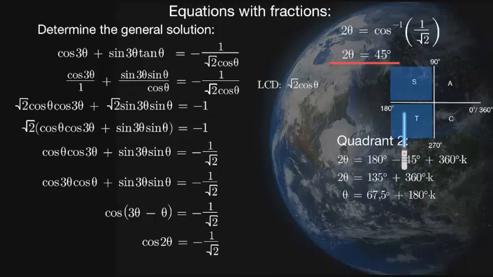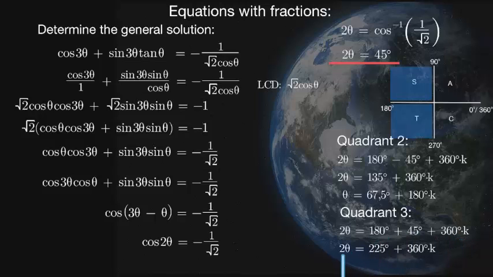Now we're working in quadrant 3. So we do the same. It's going to be 180 degrees plus the reference angle, and we have 2 theta equals 180 degrees plus 45 degrees plus 360 degrees times k. Then we do this front part. We end up with 2 theta is equal to 225 degrees plus 360 degrees times k. We divide both by 2, and theta is equal to 112,5 degrees plus 180 degrees times k. And there is our 2 answers.